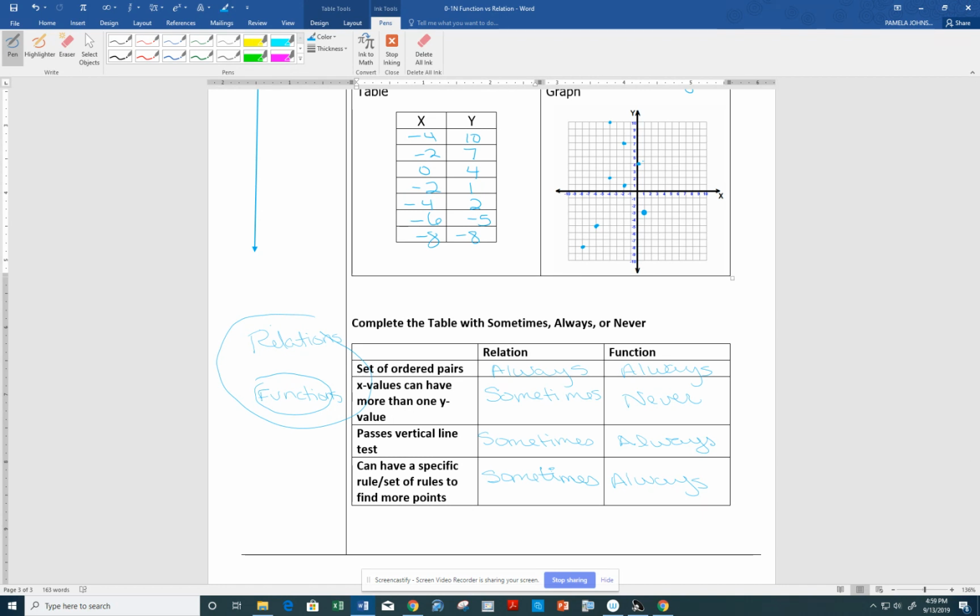So, all right, guys, at this time you need to work on your assignment packet. In the blue assignment packet, pages 1 and 2, you've got some relations that you're going to be graphing, mapping, and putting into a table, and then you're going to tell me if it's a function or a relation.